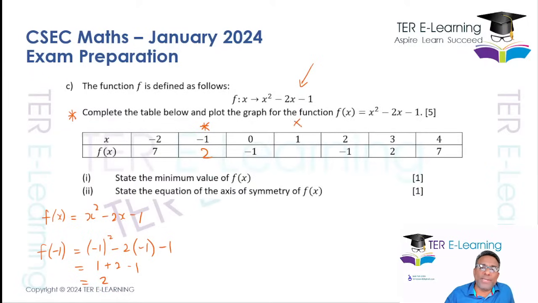Then we need to plug 1 into the formula. So if I plug 1 into that formula, it is going to be 1 squared minus 2 by 1 minus 1. So this is going to be 1 minus 2 minus 1, and when you work this out here, you're going to get minus 2. So that's what we're going to have here.